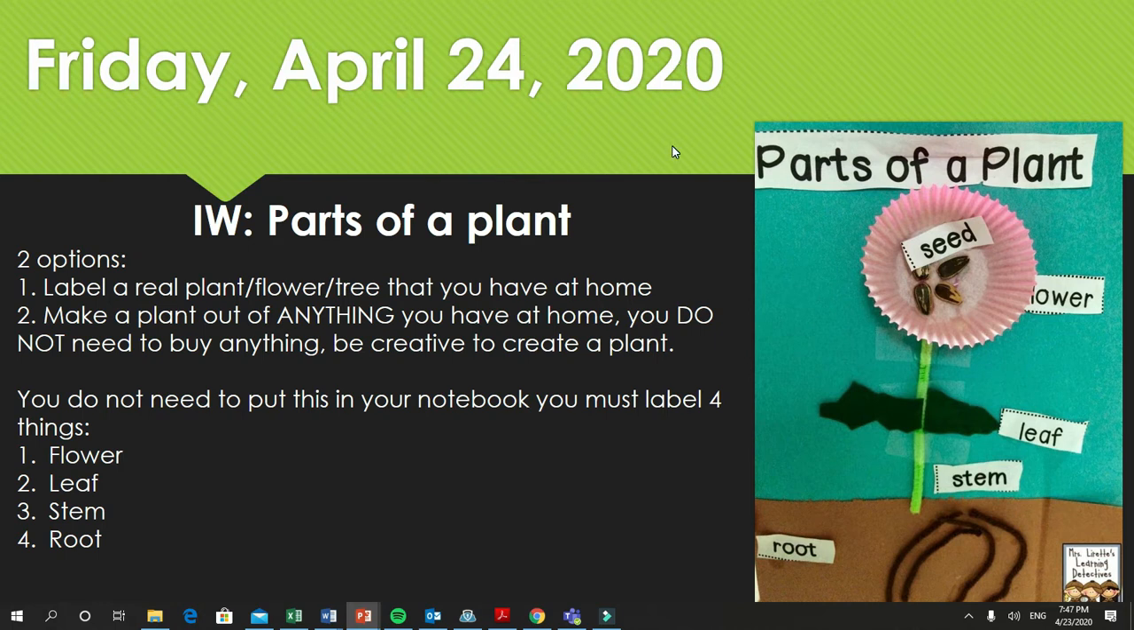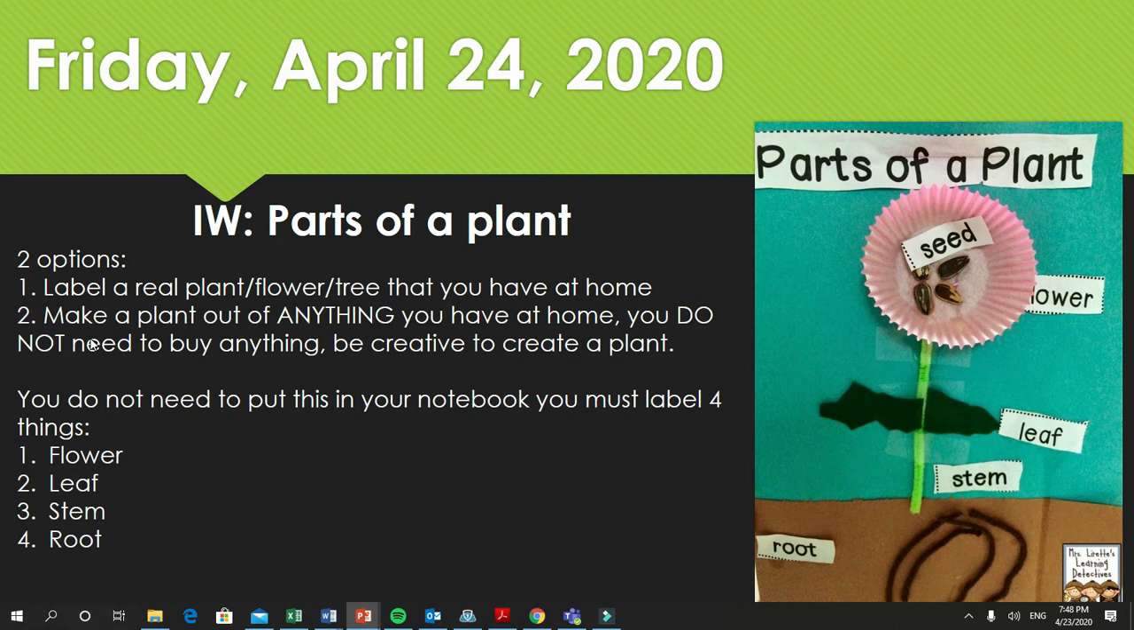Today, as you guys know, we've been learning about plants. So, today you have an individual work that is called Parts of a Plant. Pretty similar to what we did on Wednesday, okay? You actually have two options for this assignment. You can label a real plant or flower or tree that you have at home, okay? So you would write these words on some papers and put them next to the parts of the plant, flower, or tree that you have at home, a real one, okay?